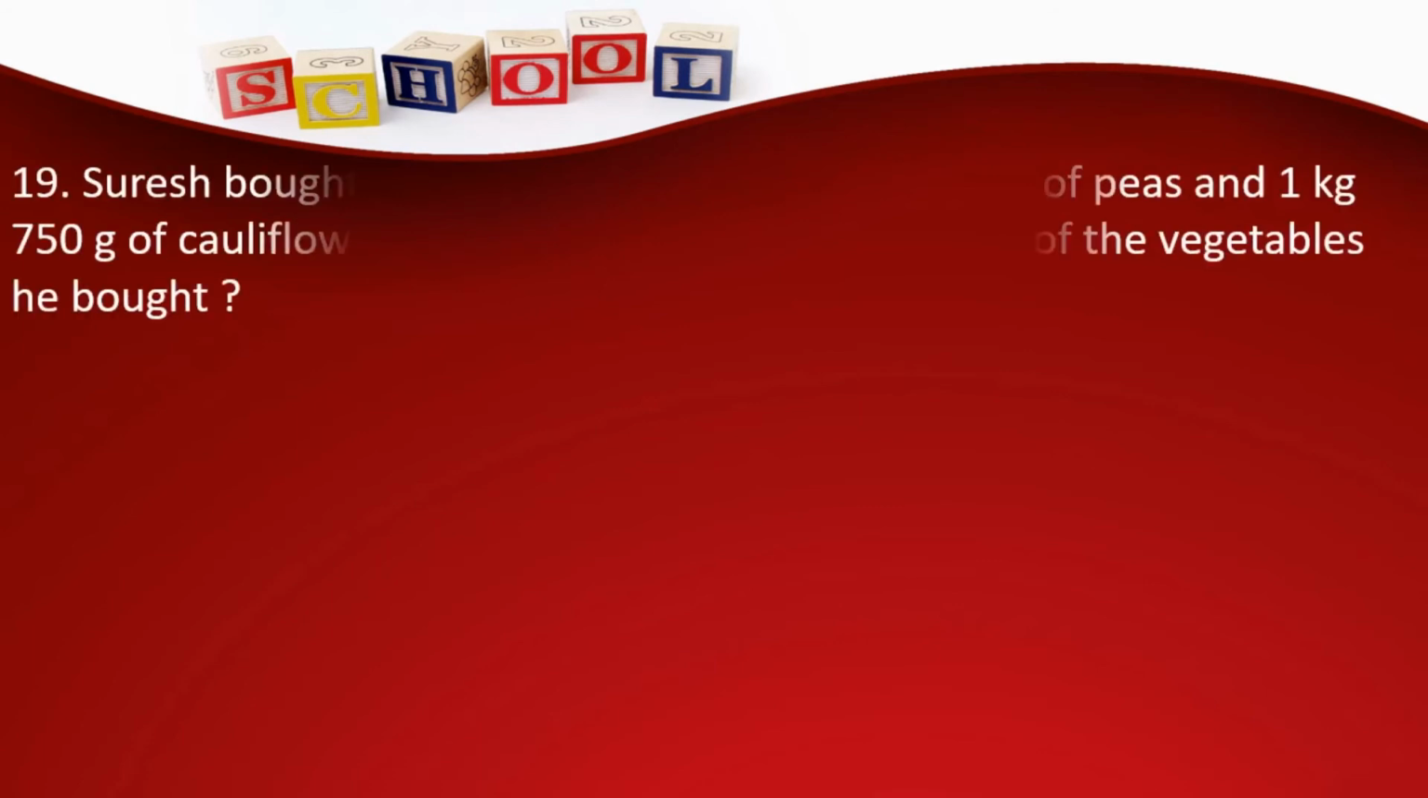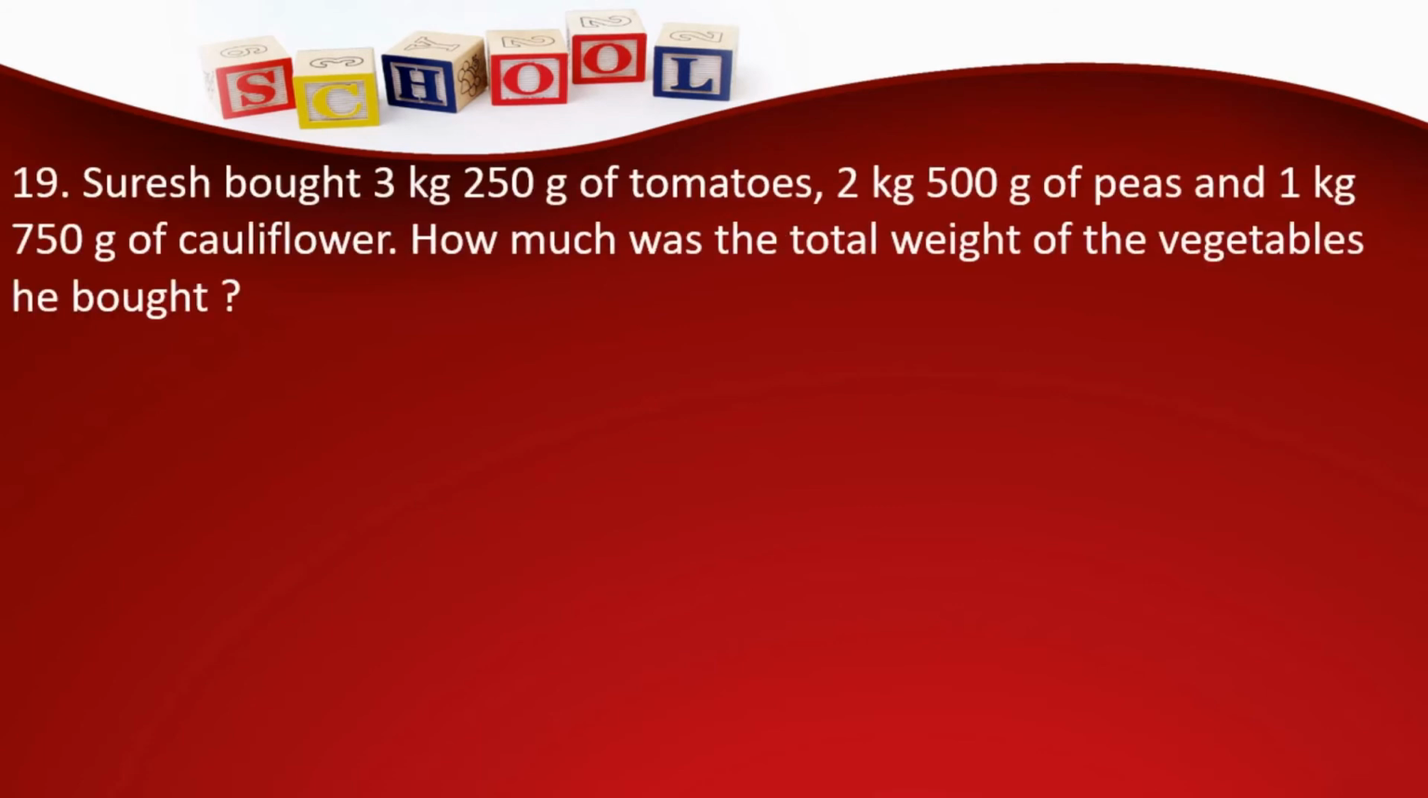Next question is, Suresh bought 3 kg and 250 grams of tomatoes, 2 kilograms 500 grams of peas and 1 kilogram 750 grams of cauliflower. How much was the total weight of the vegetables he bought? So, to know the total weight of vegetables Suresh bought, we need to add all the vegetables, that is tomatoes, peas and cauliflower, which he bought.